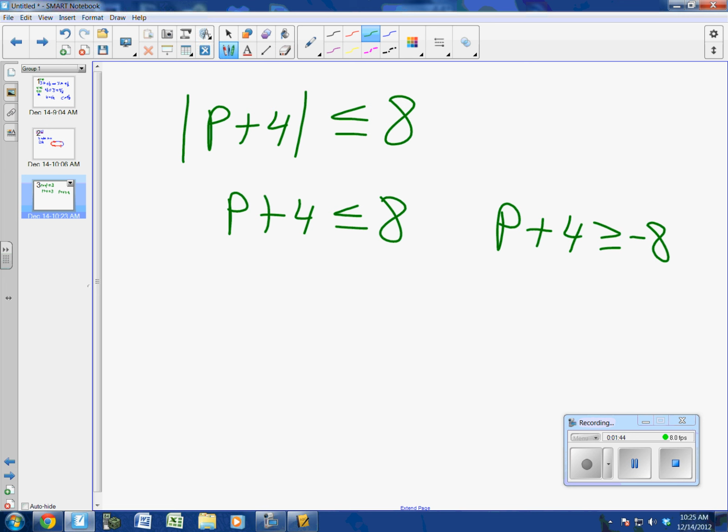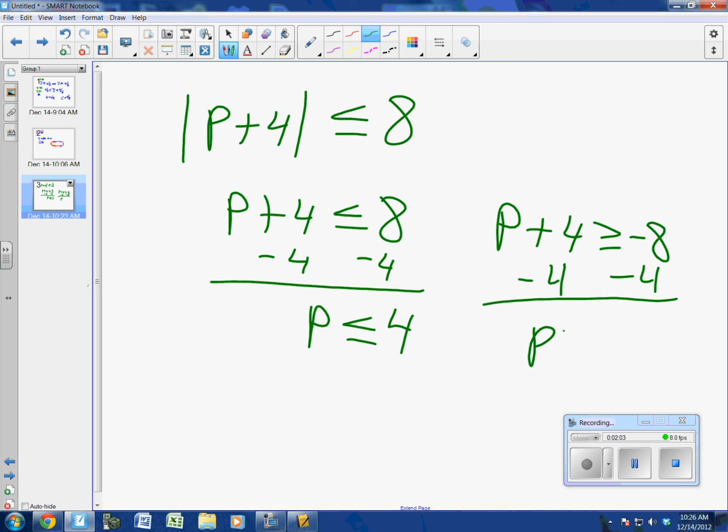All right, okay. So now I got to solve these two. How would I solve them? Minus 4 from both sides. What would I get? P is less than or equal to 4. How about this one over here? Minus 4. P is greater than or equal to negative 12. Now, you guys, I want to know, this is a compound inequality. Is it an and or an or statement? I want you to look at those and think about them. P is less than or equal to 4. P is greater than or equal to negative 12.